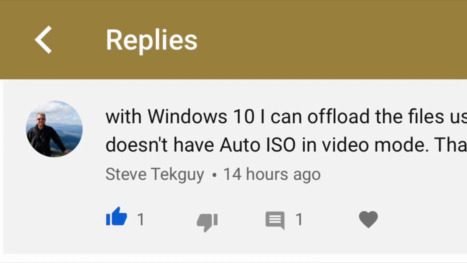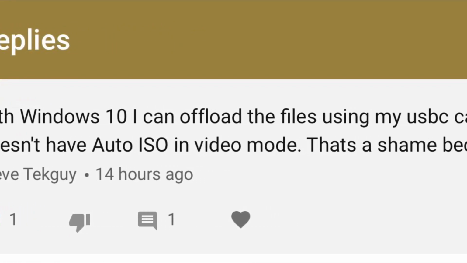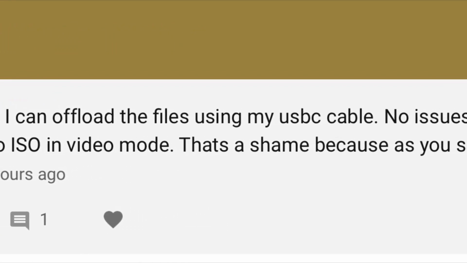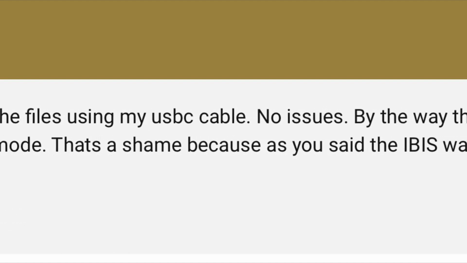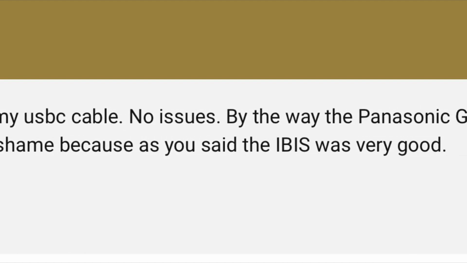But I had a comment by one of the viewers who said that his Windows 10 OS PC would allow him to USB-C them straight out of the camera without having to dismantle it. And that begs the question, why won't Apple allow it?